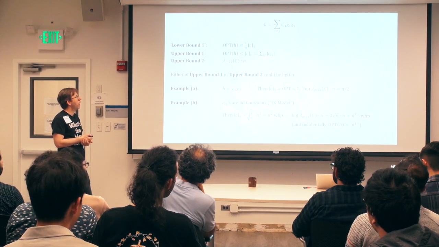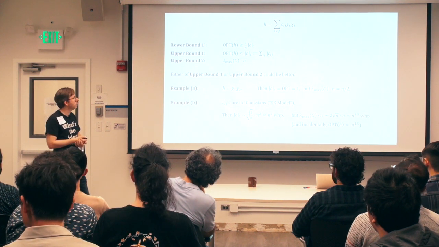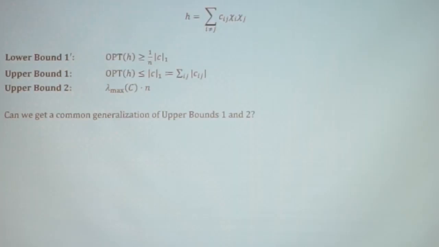Okay, so that's a bit funny, to have two different upper bounds, where one is sometimes better than the other. So you might ask, can we get a common generalization of upper bounds 1 and 2? Some easy to compute quantity, which is an upper bound on the optimum, but always at least as good as upper bound 1 and upper bound 2.